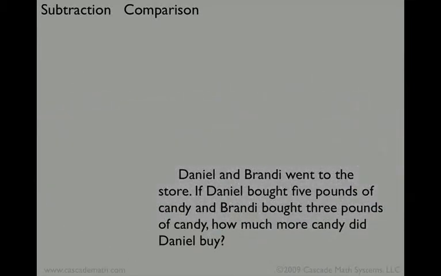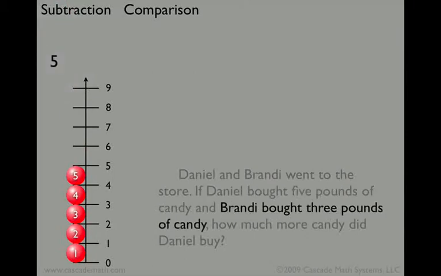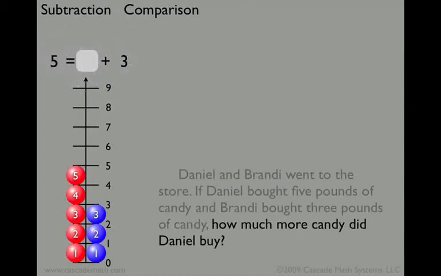Here's how I work the problem. First, I use 5 balls to represent the candy Daniel bought. 1, 2, 3, 4, 5. Now I'm going to use 3 balls to represent the candy Brandy bought. 1, 2, 3. Let's compare the candy and see how much more candy Daniel bought. 1, 2. Daniel bought 2 pounds more candy.